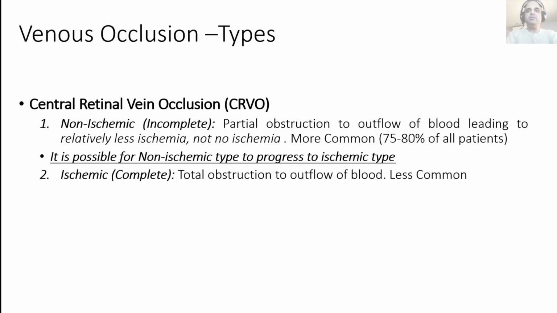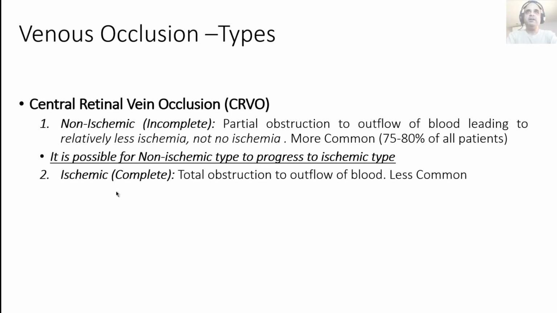So as we've already talked about before, the central venous occlusion is of two types. A non-ischemic type, which is also called an incomplete type, is because of a partial obstruction to the outflow of blood, i.e. a partial venous occlusion. Here, the word non-ischemic does not mean no ischemia. It simply means relatively less ischemia. It's the most common of the two varieties, seen in about 75 to 80% of all patients. However, it is possible for a non-ischemic variant to progress to an ischemic variant.